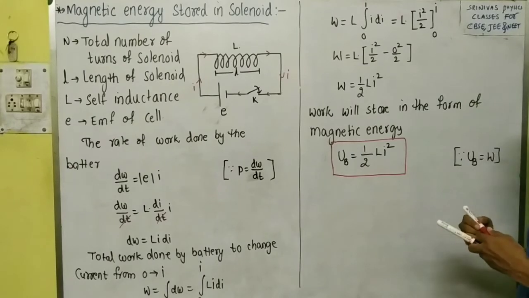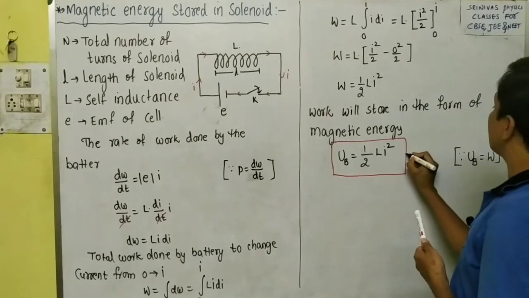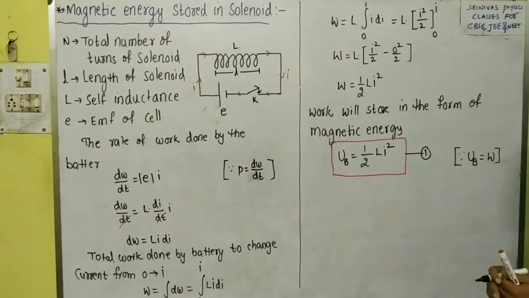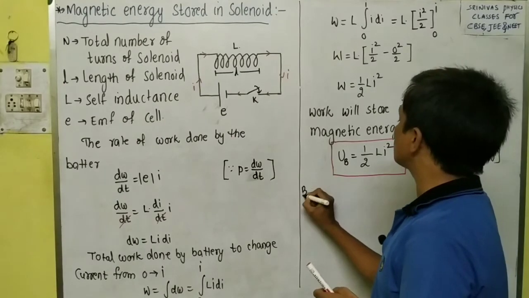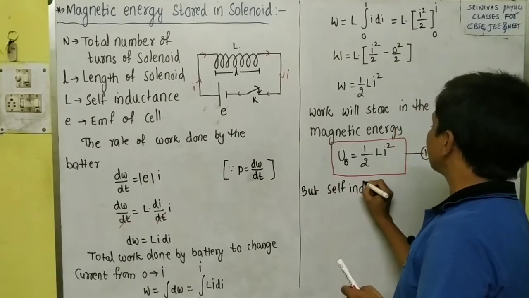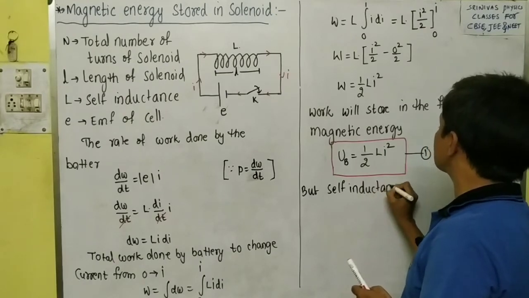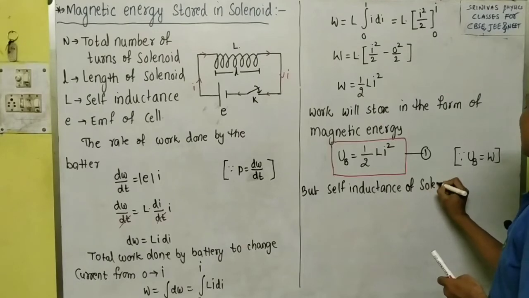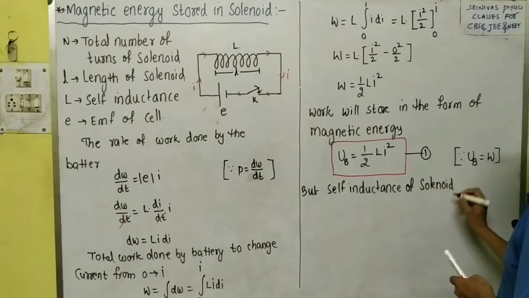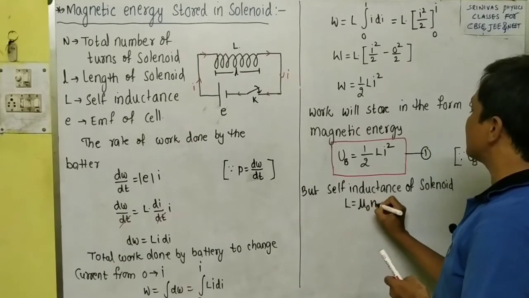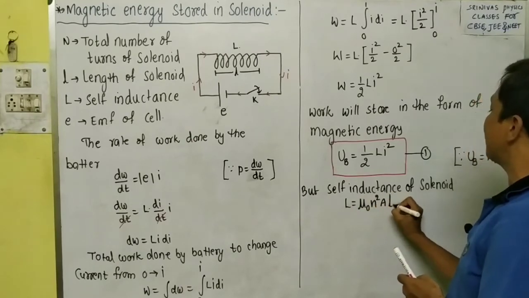Now let us consider this as equation 1, and it is an important equation. And now I want the magnetic energy stored in terms of B, A, L. For that we know the self-inductance of a solenoid. What is the self-inductance of a solenoid? It depends upon some factors. Capital L is equal to mu naught n square A L.